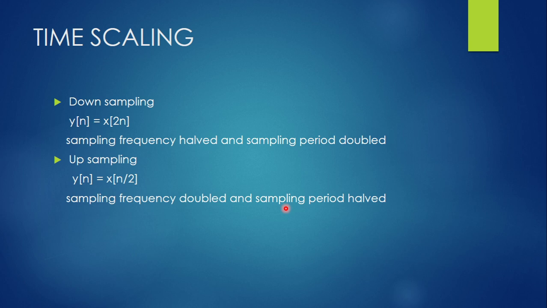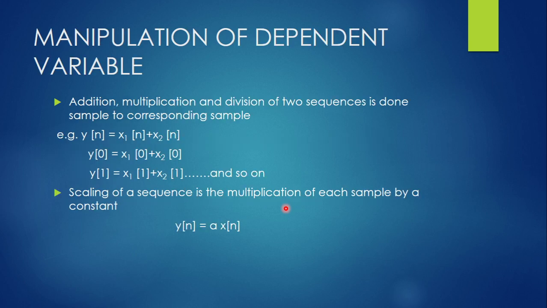So all these operations: delay, advance, time scaling, folding. All these are operations done on what? The independent variable. That is the number of samples. Next what we will do is the operations on the dependent variable, the operations on the amplitude.